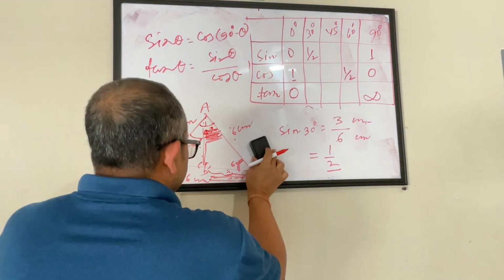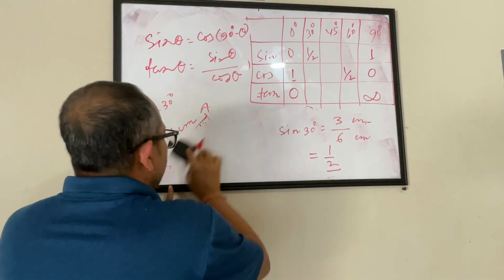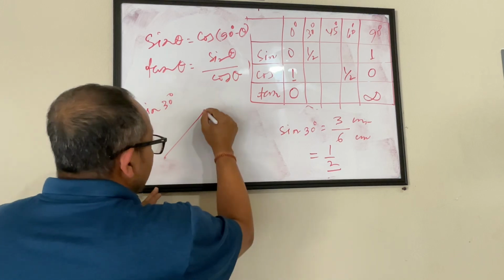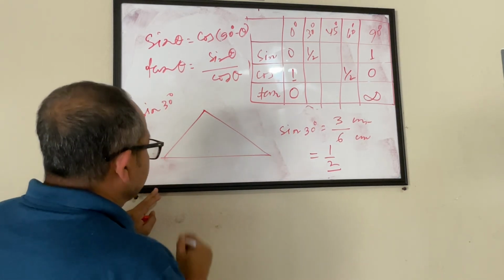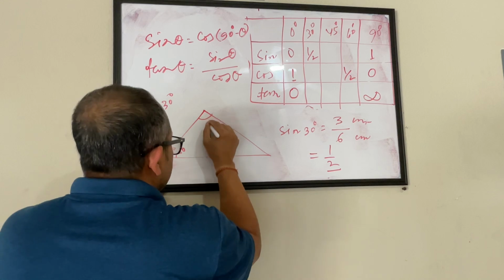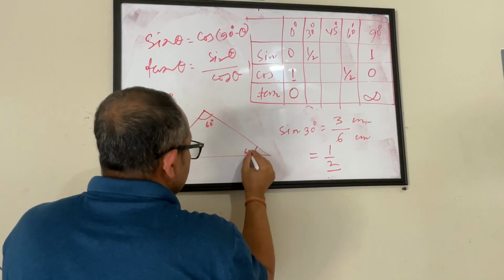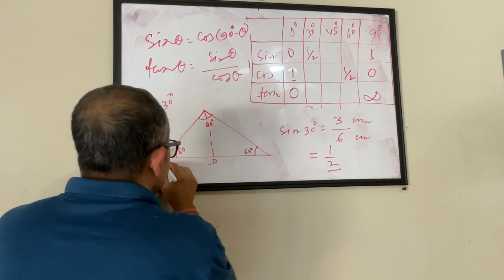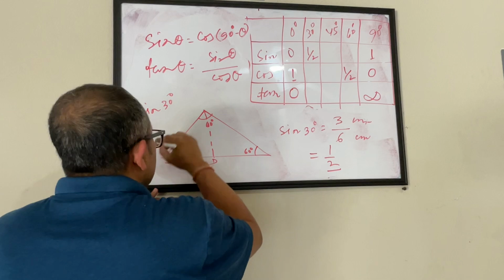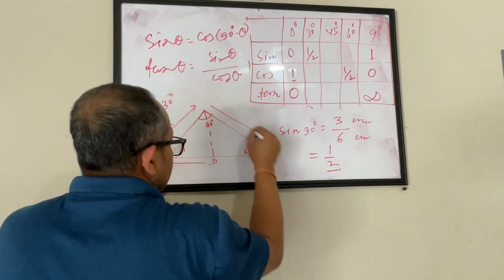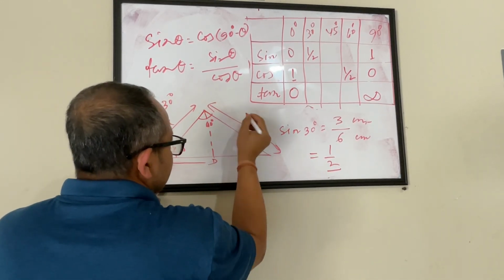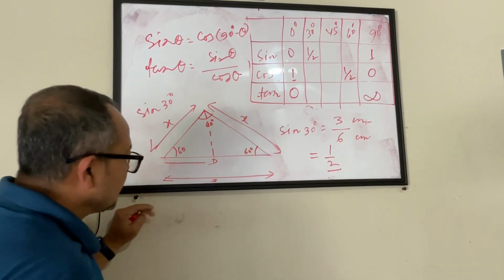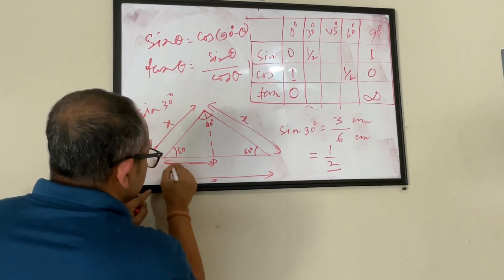Now let's do one more thing. In this same triangle, whatever we have done, let's try reusing it. This was my equilateral triangle, this was 60 degrees, this was 60 degrees, this was 60 degrees. And then we have drawn a perpendicular, this is D. Let's say this side was x. That's better, right? If I say 6 or 8, that might make it confusing. This side is x. Now, here to here is how much? x by 2.